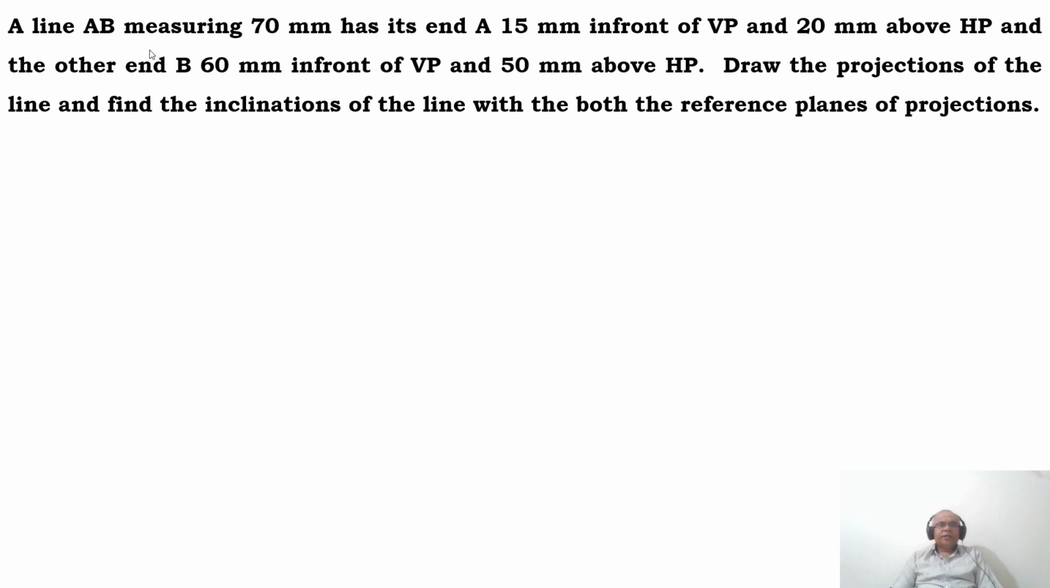Now, in this video, we are going to take up a problem on projections of lines. How to solve this, how to analyze this problem on projections of lines. The problem reads: a line AB measuring 70 mm has its end A 15 mm in front of VP and 20 mm above HP, and the other end B 60 mm in front of VP and 50 mm above HP. Draw the projections of the line and find the inclination of the line with both the reference planes of projection. So this is the problem.